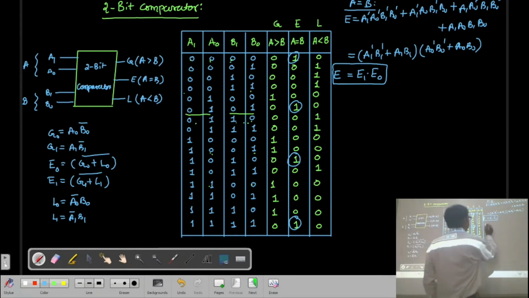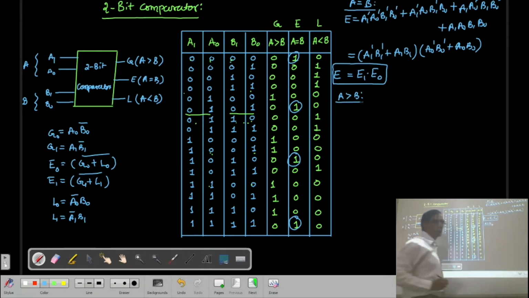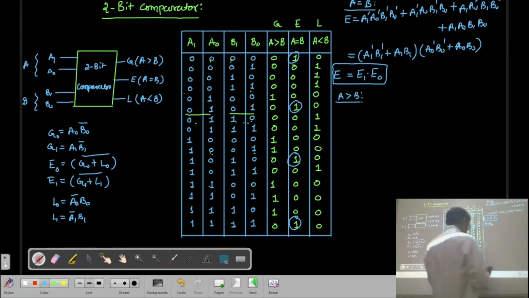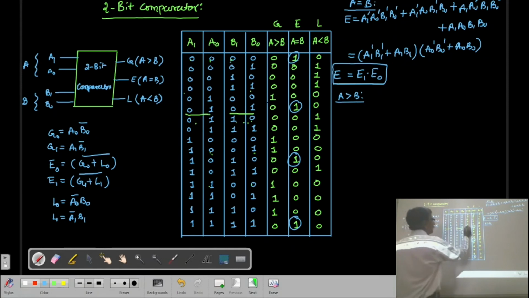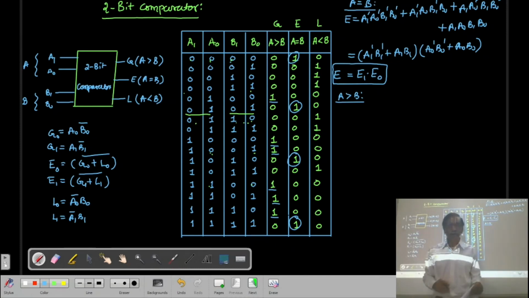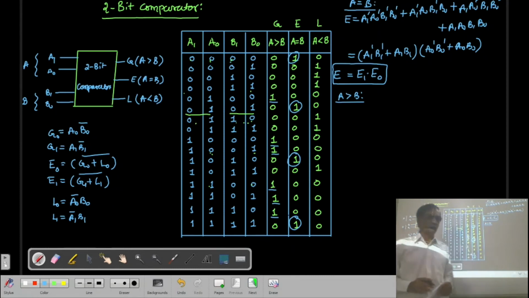Then if we look at A greater than B, this expression will be here, A greater than B. So where is the high level? Here, here, here, here, here and here. Now remember, here also you can use the Karnaugh map for the simplification. But I want to write this expression in terms of E, G and L. That's why I am not using a Karnaugh map.